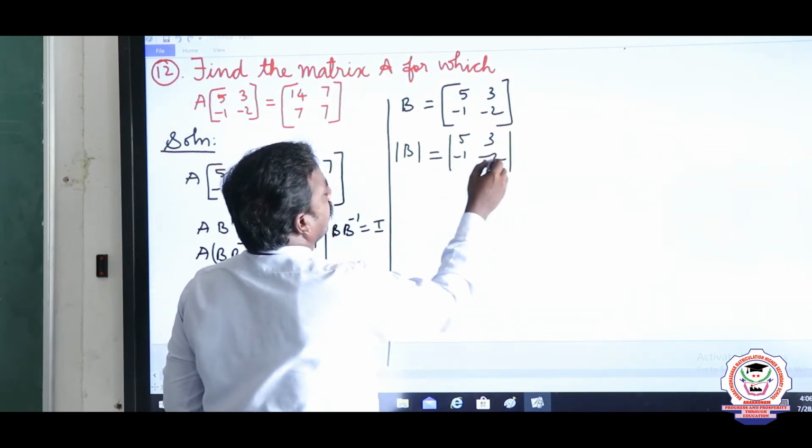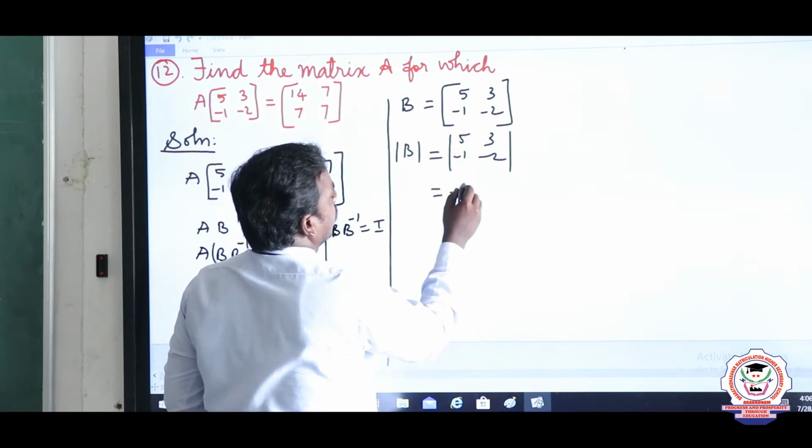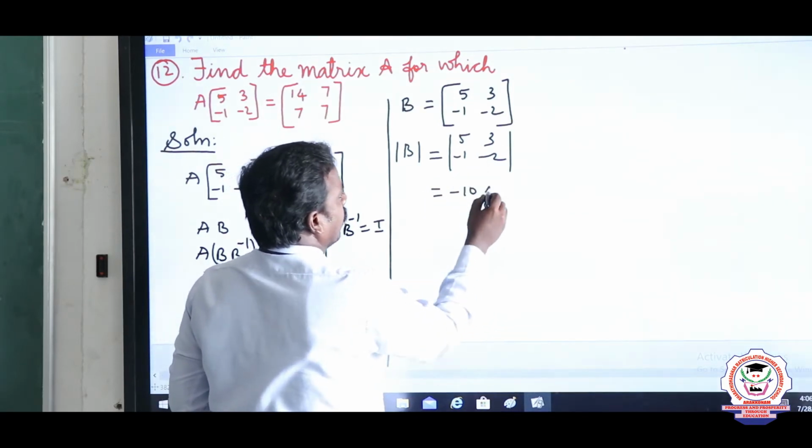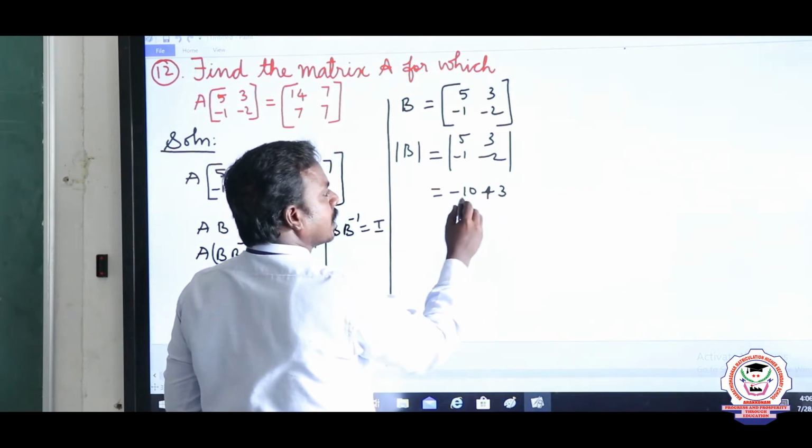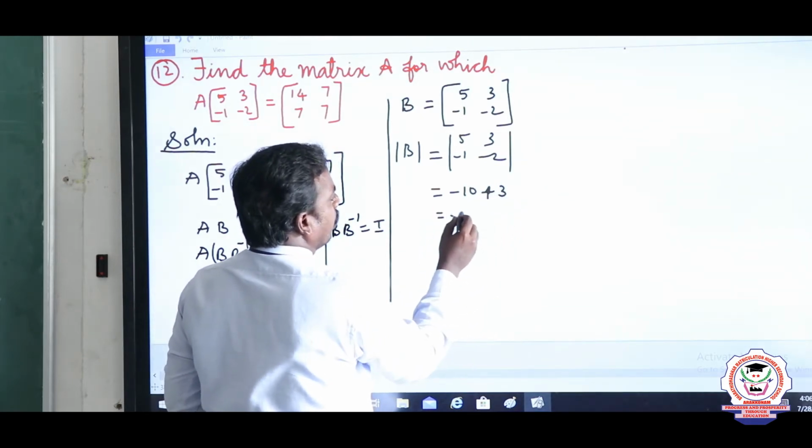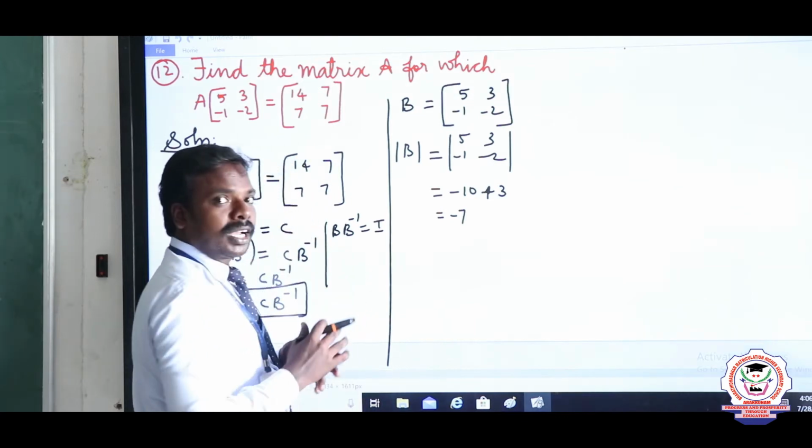So the determinant of B is equal to 5 3 -1 -2. Listen to this, 5 into -2, what will come? -10. Then minus times minus is plus, so plus 3. So -10 plus 3 equal to -7. This is the determinant of B.